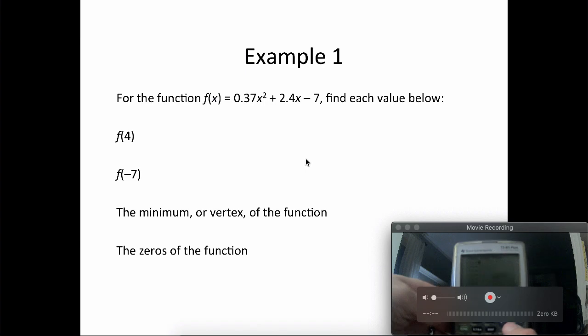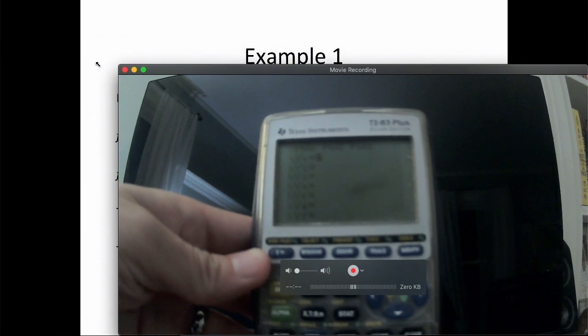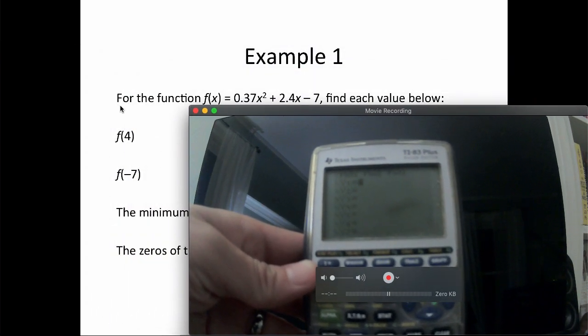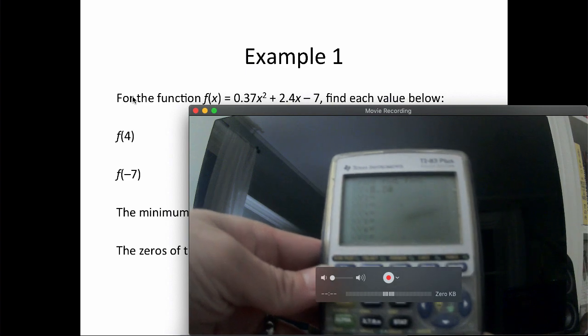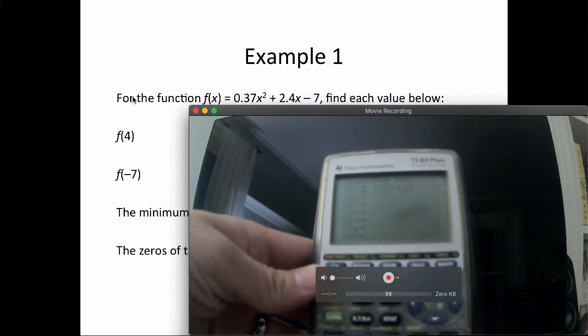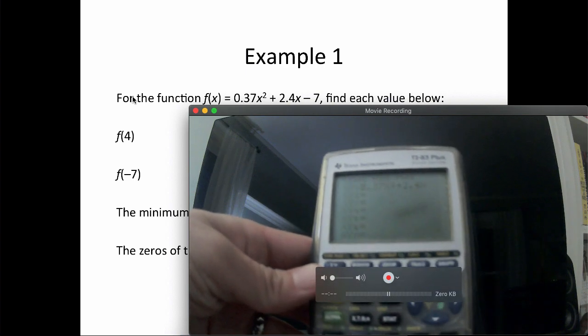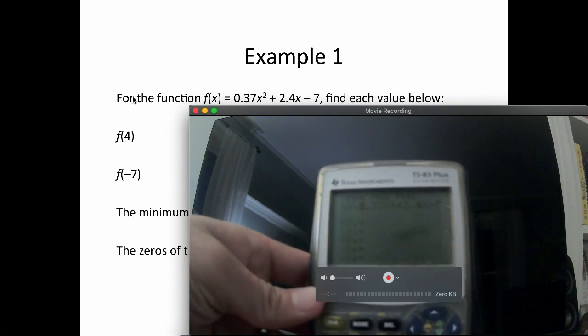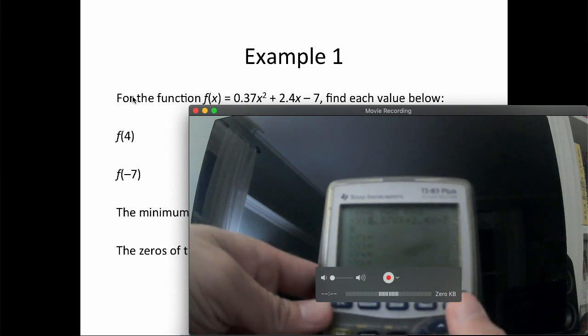So, hopefully that's easier to see. And let me enlarge this part of the screen. So we're going to type in that function. Let me get it so I can actually see the function. So we're going to type in 0.37x squared plus 2.4x minus 7. So just typing in that function. And then we're going to take a look at the graph.